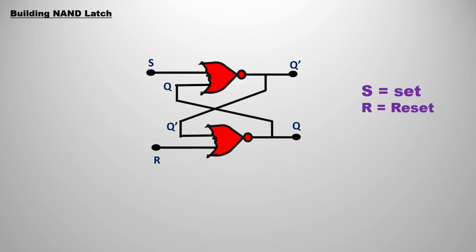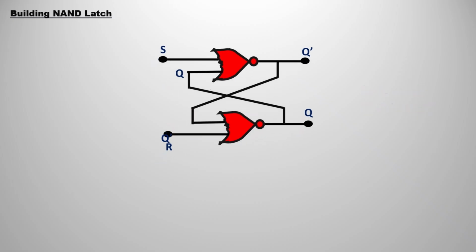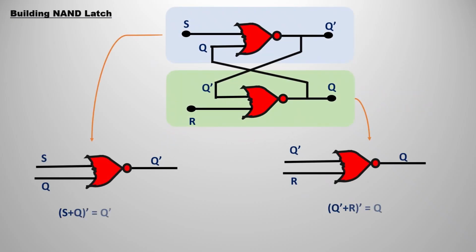Check it out. This is the circuit diagram for the SR latch using the NOR gate. With this help only we are going to build the NAND latch. Here SR means set reset, so we can simply call it a set reset latch or SR latch. For building the NAND latch, we are going to observe the NOR latch clearly.